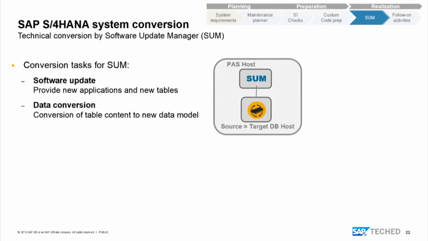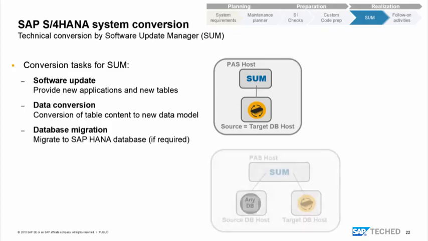So the conversion task for the Software Update Manager is that we have new components. So the Software Update Manager can do the software update, of course, and it will partially do the conversion to the new data model. So the conversion of table content into MATDOC, for example, is executed by the Software Update Manager. This simple architecture picture here tells, let's assume the source is already running on HANA database, which is not a requirement. Then we have this simple picture. We have the application server host on which you start the Software Update Manager, and the source and target database host.